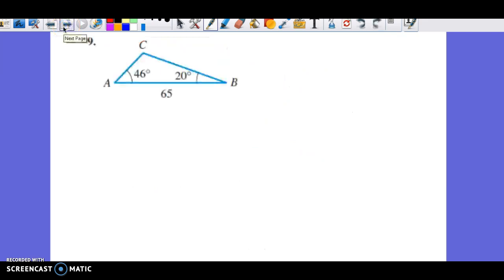Okay, so let's go ahead and have you try a couple on your own. This would be a good point to pause the video and then play it when you're ready to see the solution. First thing you always want to do is find the third angle. So 180 minus both of those.